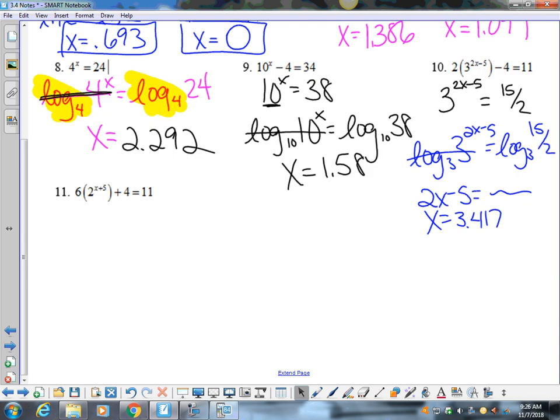Okay, so now you try 11. This is your last exponential function. After this, we switch to logs.